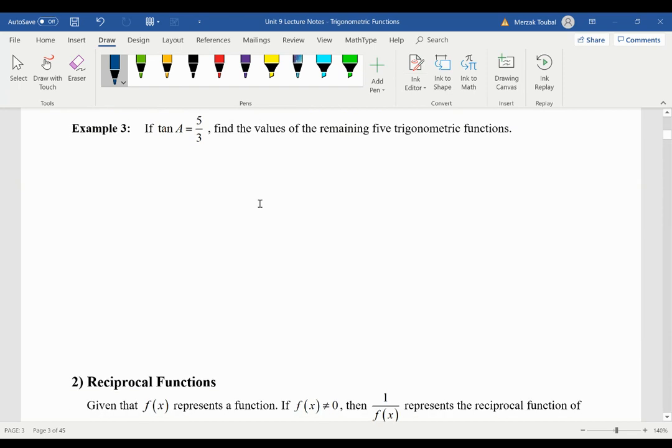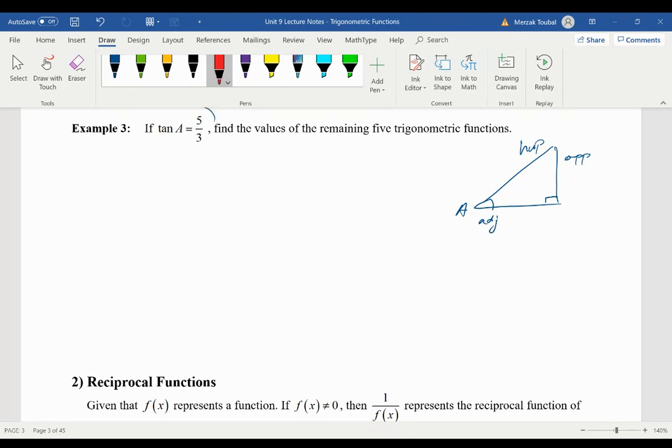Example 3: if tangent of some angle A is the ratio of the sides 5 over 3, find the values of the remaining 5 trig functions. It means we need to find the value of sine function, cosine function, cotangent, secant, and cosecant. So if we draw a triangle, and let's assume this is angle A, that's a 90 degrees. So this must be the hypotenuse. This is the opposite, and this is adjacent.